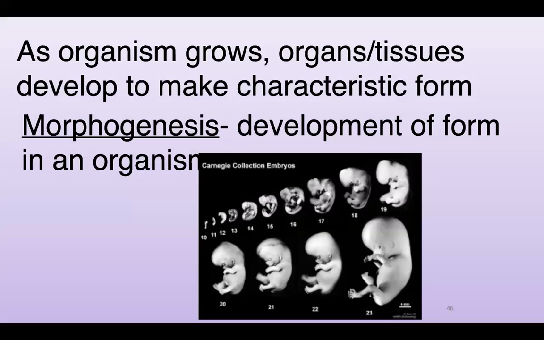As an organism grows, the organs and tissues develop to make a characteristic form. This process is called morphogenesis. I know you guys study Christology, so maybe you know what Genesis is. This is the first book of the Bible. It means to create, and morpho means shape. And genesis, of course, is process. So gene is create. So the process of creating the shape.